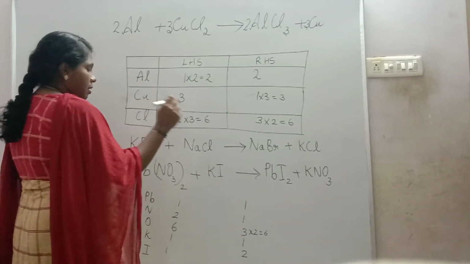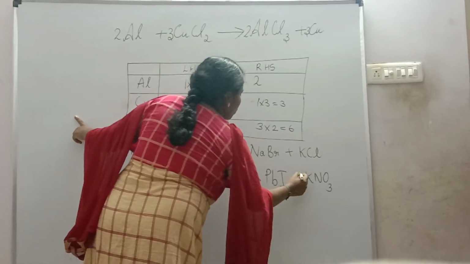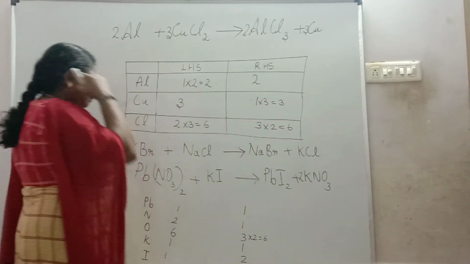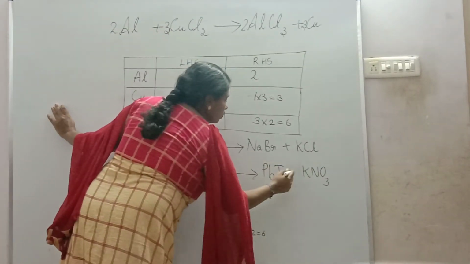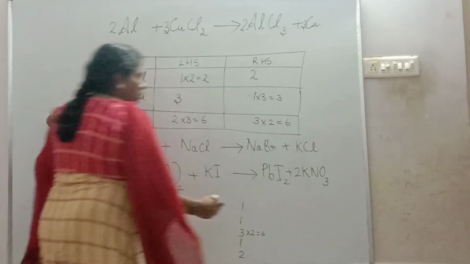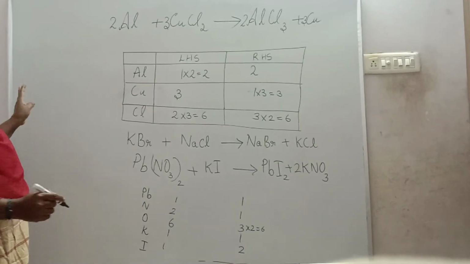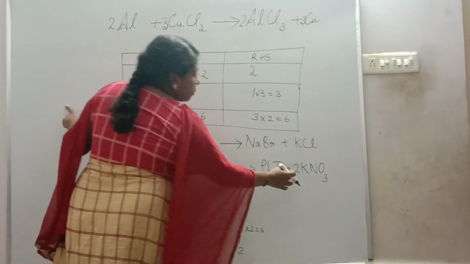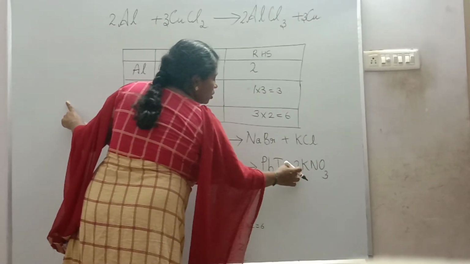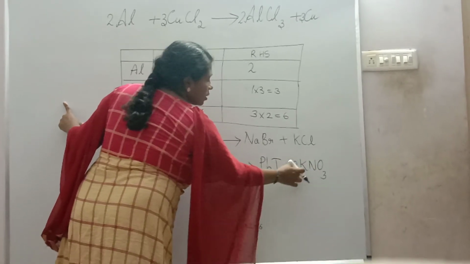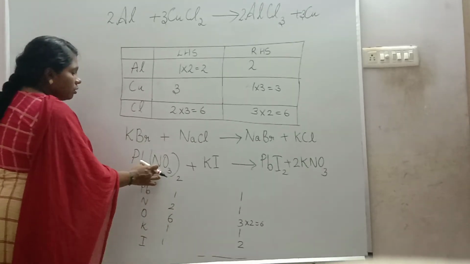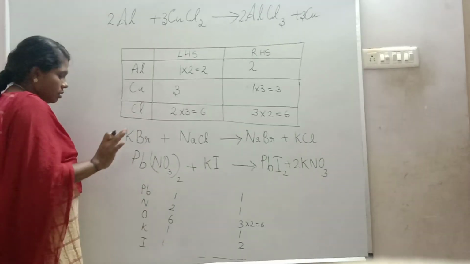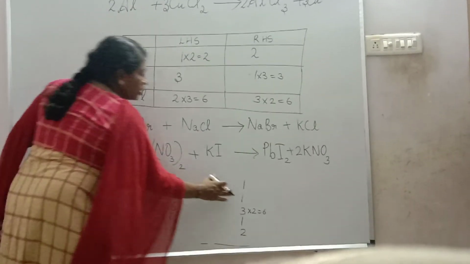Where is the oxygen in the product side? So you have to put that 2 as the exponent here. Then next, oxygen balanced. Look at the nitrogen. This 2 is common for potassium and nitrogen. So automatically nitrogen becomes 2 nitrogen here, 2 there. Nitrogen balanced.